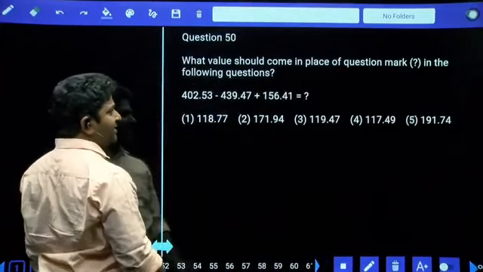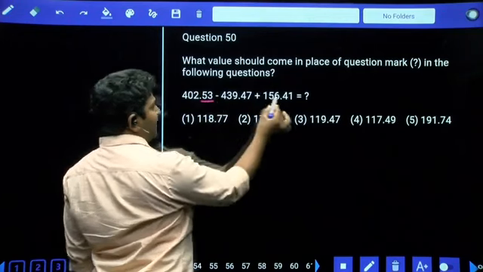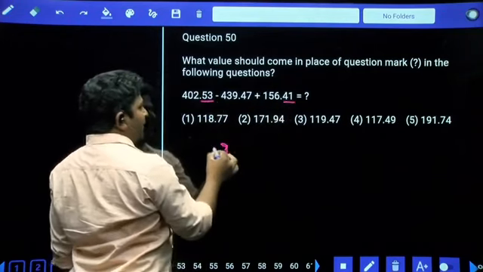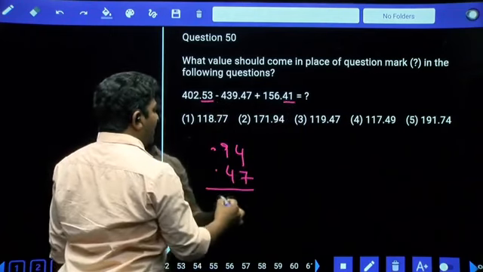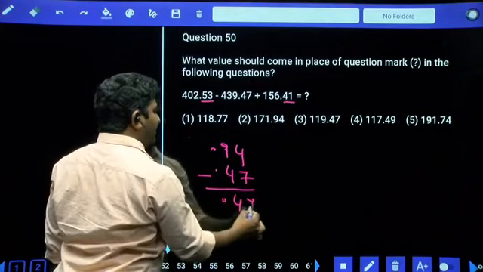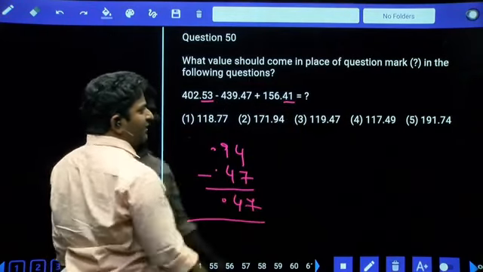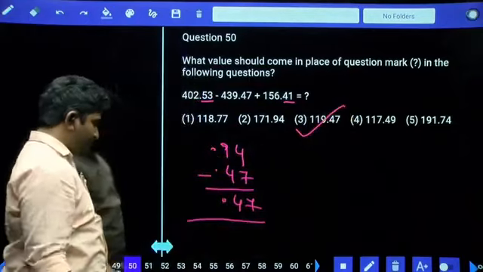Now 402. Number after decimal. After decimal, let us calculate that. 0.53, 0.41. That is 0.94. From this, if you subtract 0.47, answer also should end with the 0.47. How many options are ending with 0.47? There is only one option.